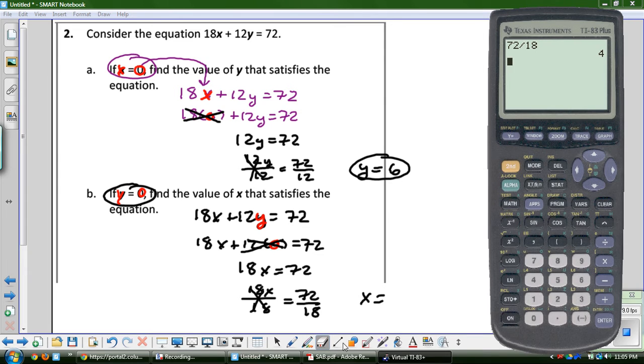Okay? So again, we're just doing substitution. If we have this equation that we're told at the very beginning, well, what happens when I replace one of the variables with a number? I should be able to solve for the other one. Now you have to have good solving skills, but you can totally do that.